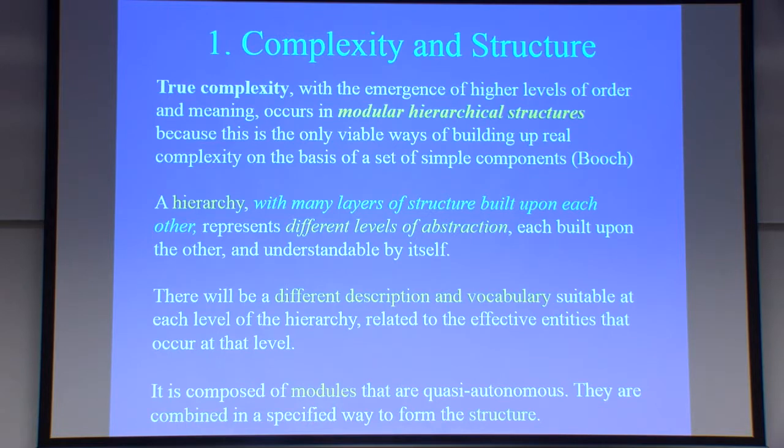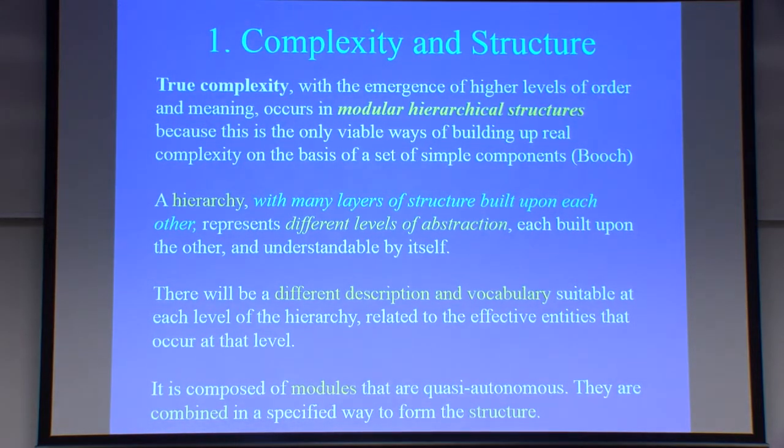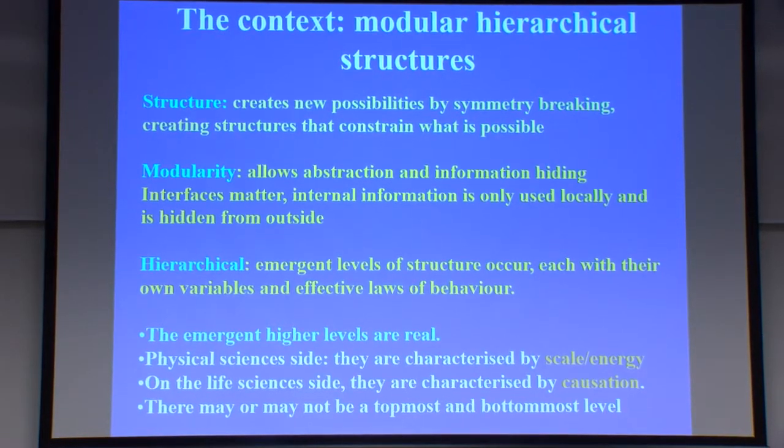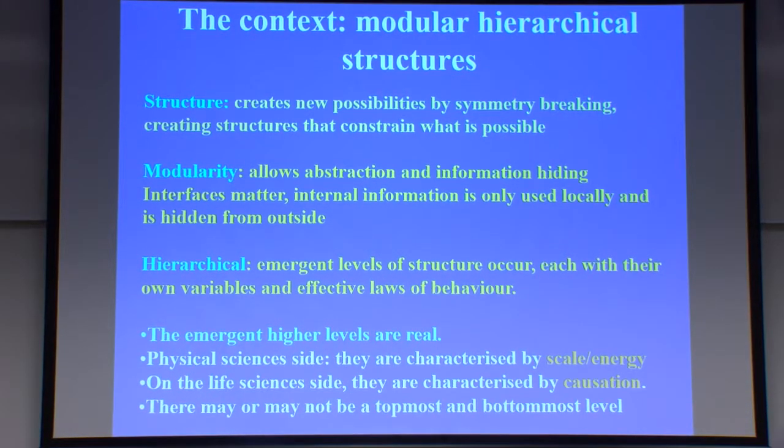So if you're a motor mechanic, you don't have to know about quantum physics. If you're a surgeon operating on the brain, you don't need to know a lot also about elementary particle physics. There will be different description and vocabulary suitable at each level of the hierarchy related to the effective entities, and so at each level a different description, even a different vocabulary. It's composed of modules that are quasi-autonomous. They are combined in specific ways to form the structure. The structure creates new possibilities. Oh, sorry, I've said all of this. I'm going to go to the next one here.